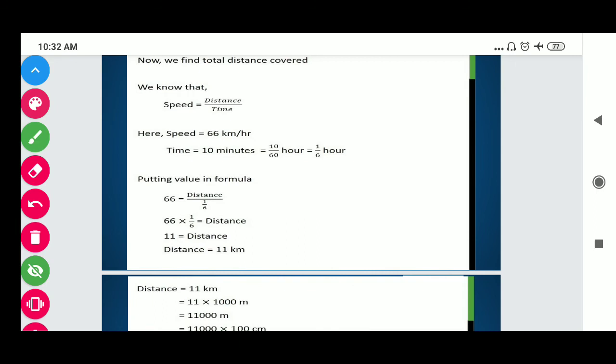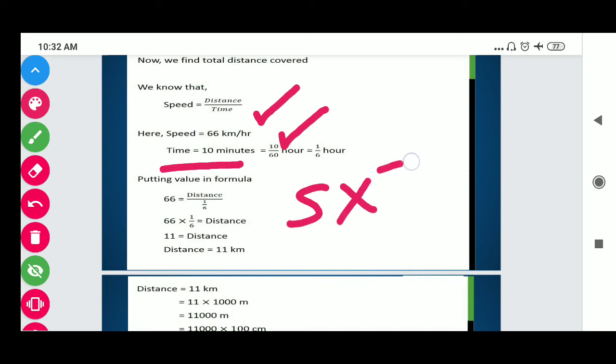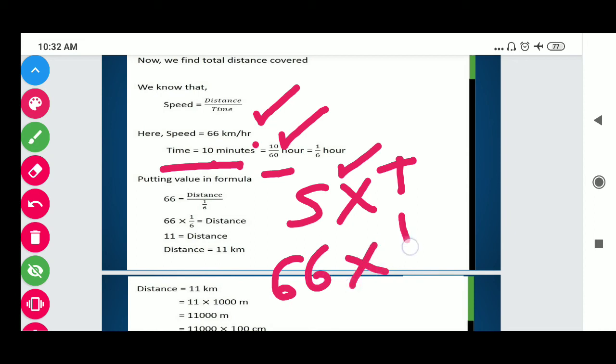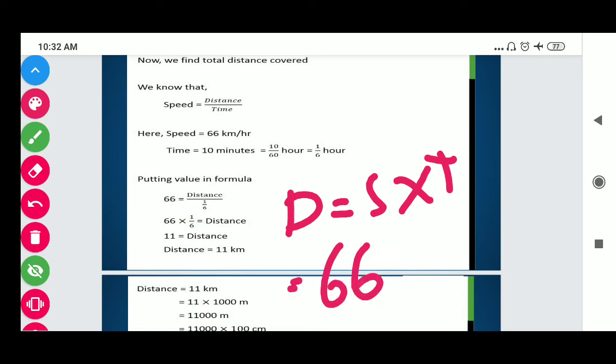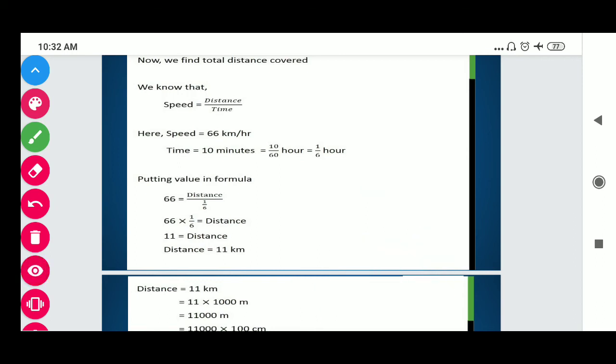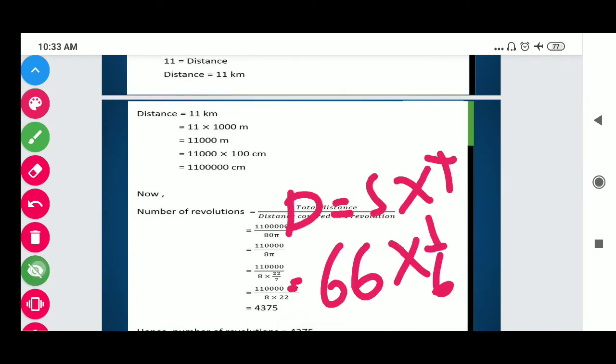We need to calculate: speed is equal to distance over time, because speed is given as 66 km per hour and time is given as 10 minutes. So distance traveled is equal to speed into time. Here speed is in kilometer per hour and time is in minutes. So first convert minutes into hours by dividing by 60. So here we get speed is 66 and time is 1/6. In this way we get the distance 11 kilometer. This is very easy, okay, because we know that distance is equal to speed into time. Speed is equal to 66 kilometer per hour and time is 1/6 hour. So here the distance traveled by the car is equal to 11 kilometer.